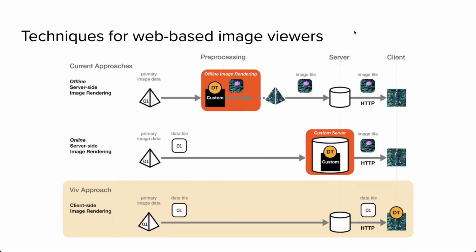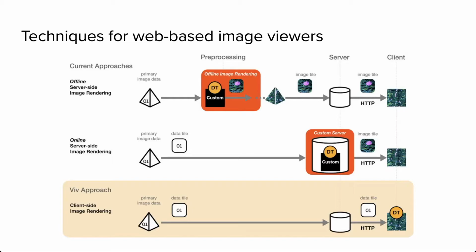As you can see, the client-side applications for both server-side approaches rely on data to be pre-rendered into image tiles, meaning that clients cannot interface with the primary imaging data directly and instead must go through a server. Viv is unique from other web-based applications because it employs purely client-side image rendering. Data tiles are loaded dynamically directly from the image data and are rendered on the GPU on the client.